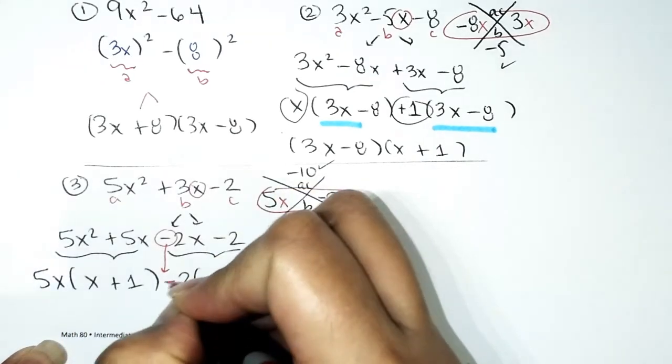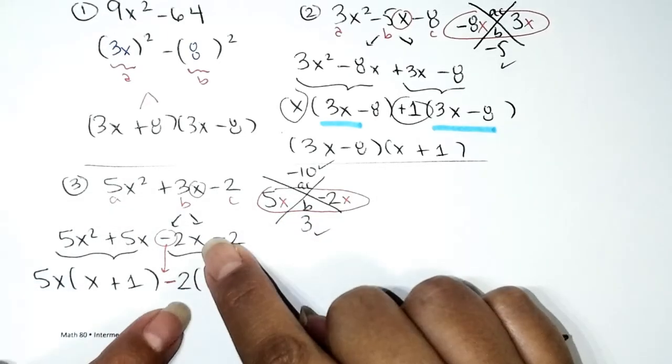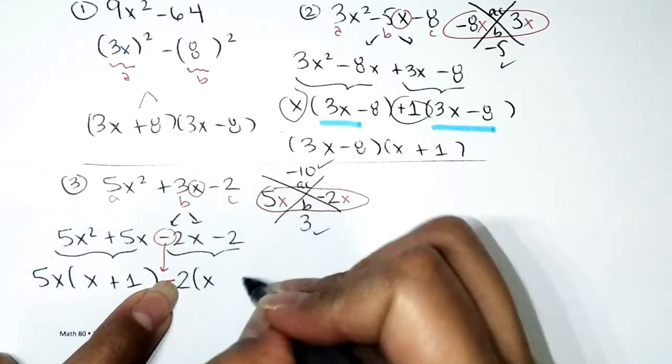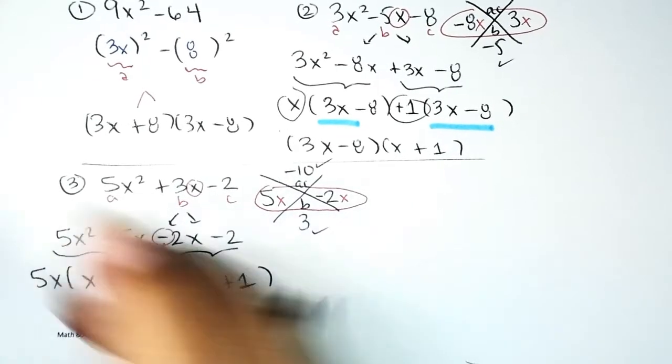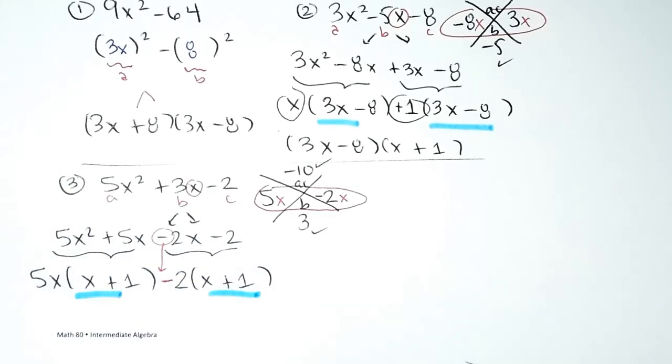So we're going to factor out a negative 2. When we do first term over common factor, that will leave us with x. Second term over common factor, that will leave us with 1. Cool. So as expected, the binomial factors match. So let's go ahead and do this.